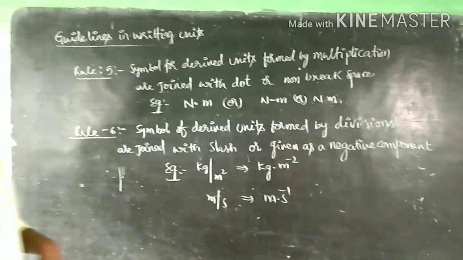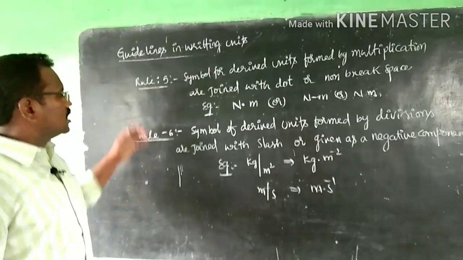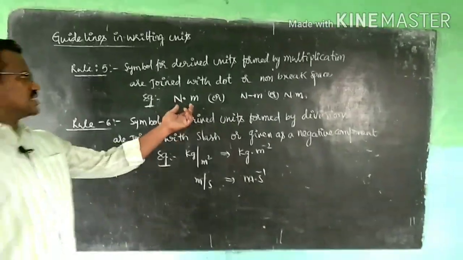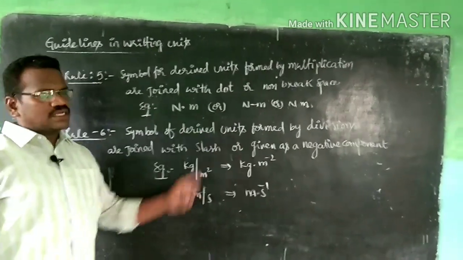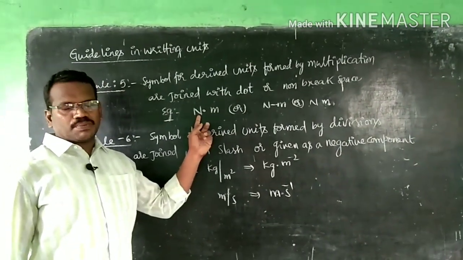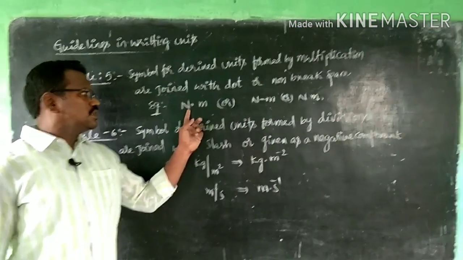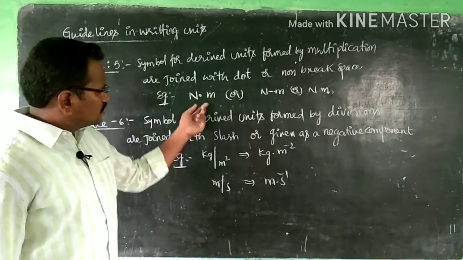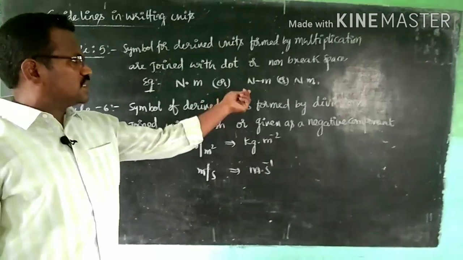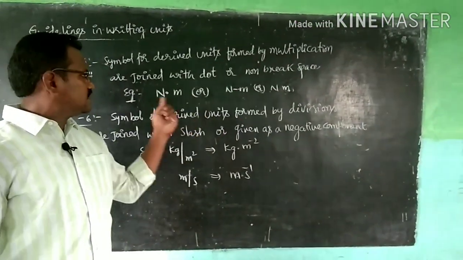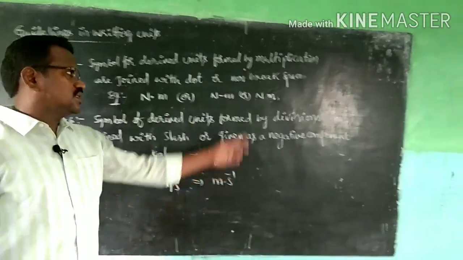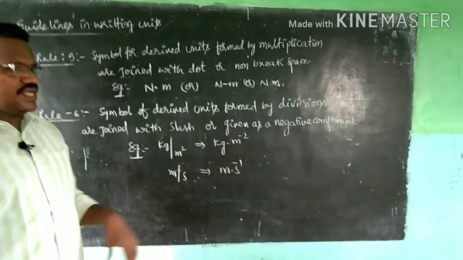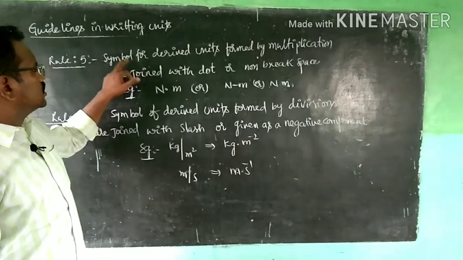There are 2 more guidelines while writing the units. Rule 5. Here see the example, Newton into meter. Newton is the name of a person, so I wrote the capital letter. Meter we should write in lowercase. This same thing can be represented by using a hyphen also. Means the same method we can utilize even without having any gap, or otherwise any hyphen or any dot also we can write. Now see the rule.